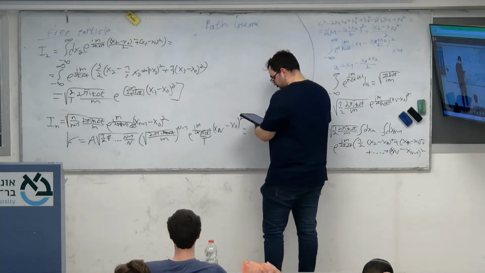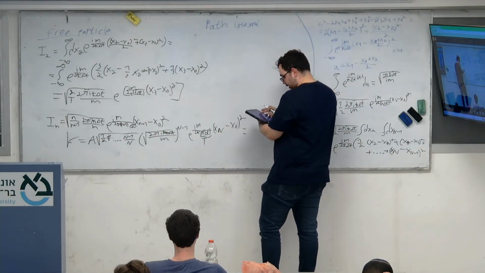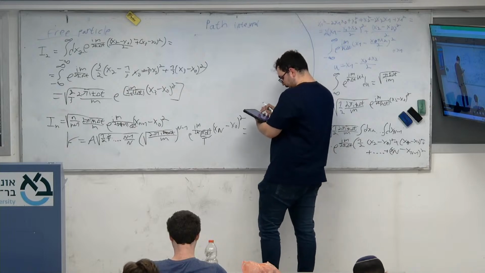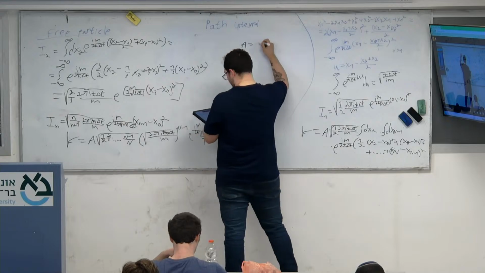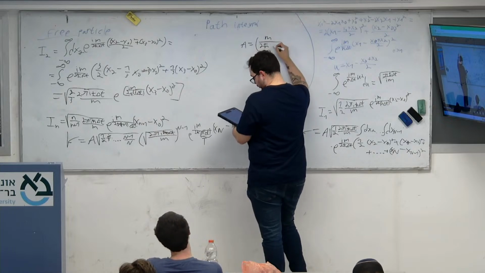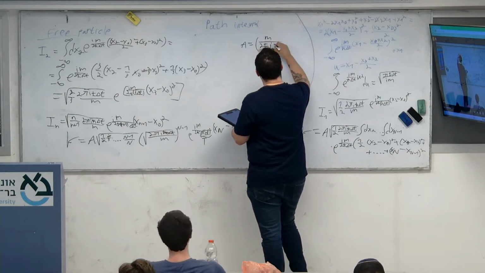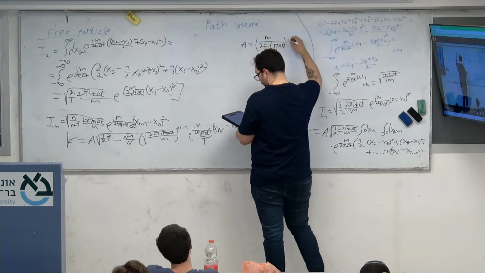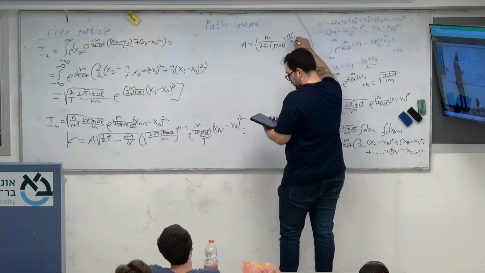and just reminding you what the A equals to, because I erased it. A is equal to 1 divided by 2 h bar i pi delta t to the power n by 2.